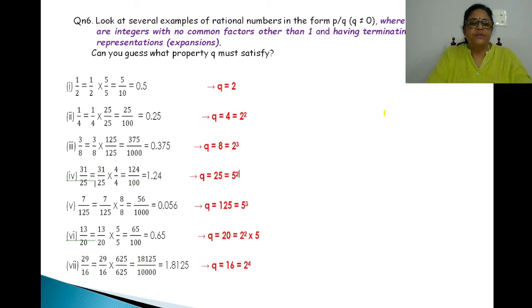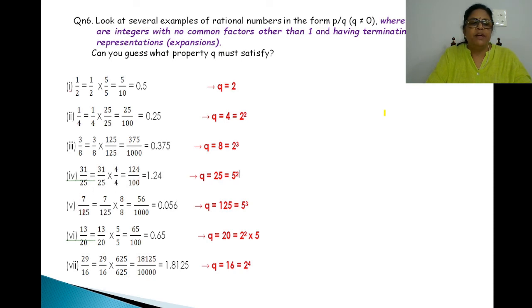31 by 25. 25 into 4 is 100. So numerator also into 4. 31 into 4 is 124. So 124 by 100 means 2 decimal places. 1.24. 100 has 2 zeros.